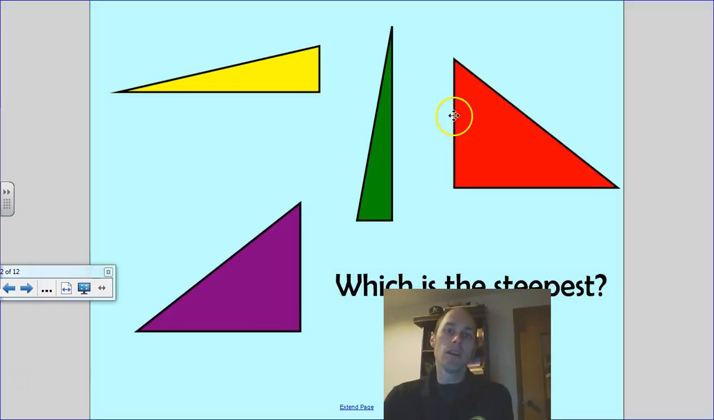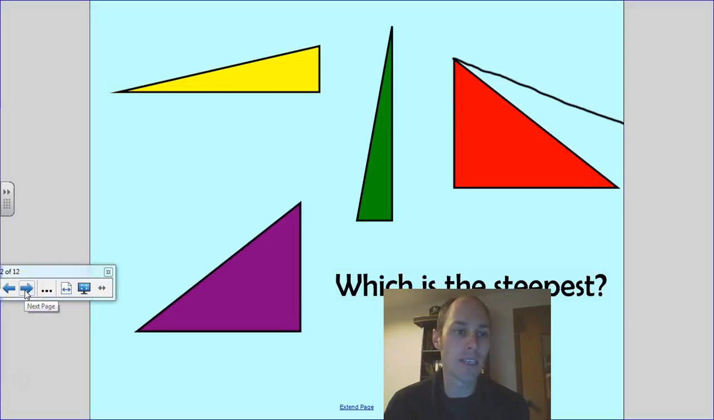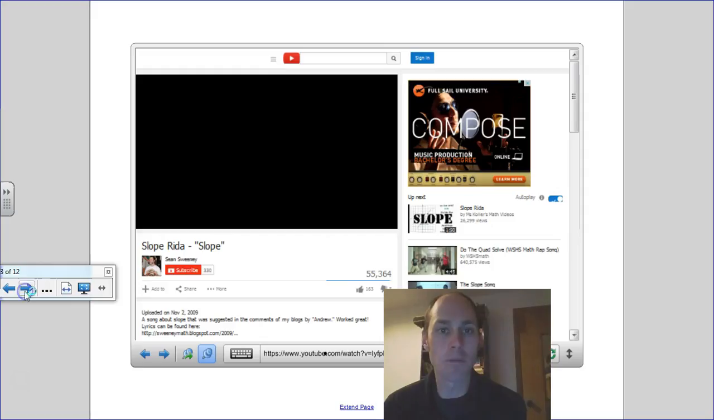So, we determine steepness based off of how high something goes in comparison to how far it goes over. This red one wouldn't be considered steep if it was the same height and we just extended the ramp further down. So we keep that in mind. It wouldn't be as steep if we were to go that way. So steepness is a ratio. We'll talk about what that ratio is, and I'll give you a little song to help you remember how to find slope.